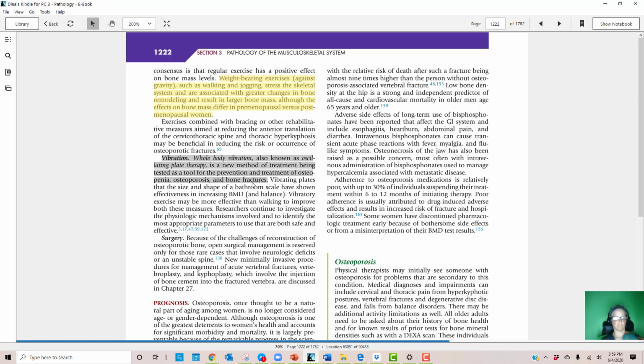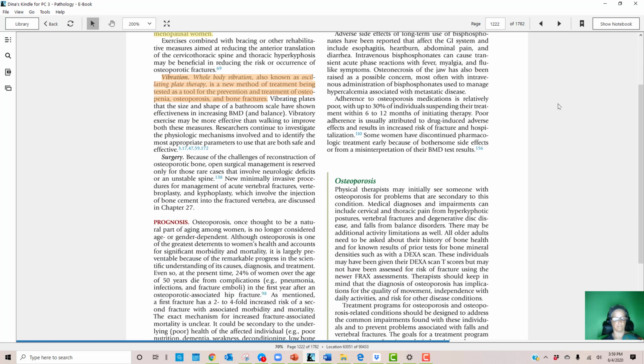Vibration. Whole body vibration, also known as oscillating plate therapy, is a new method of treatment being tested as a tool for the prevention and treatment of osteopenia, osteoporosis, and bone fractures. Vibrating plates the size and shape of a bathroom scale have shown effectiveness in increasing BMD and balance. Vibratory exercise may be more effective than walking to improve both these measures. Researchers continue to investigate the physiologic mechanisms involved and to identify the most appropriate parameters to use that are both safe and effective.